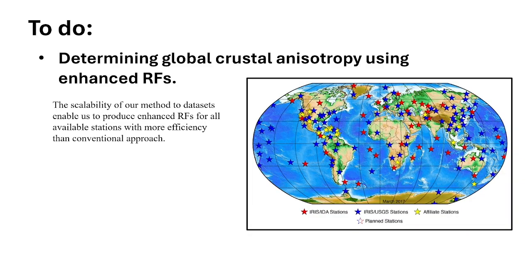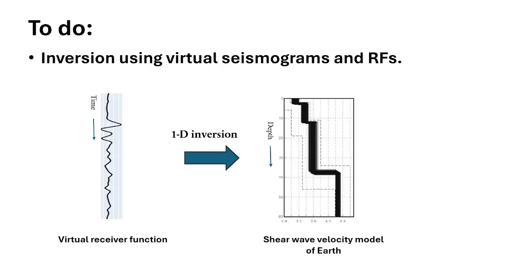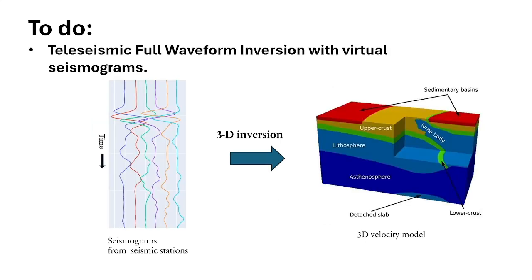In the future, we are planning to do a global crustal anisotropy study using the enhanced receiver functions, which are being calculated from all the global seismic stations. We also plan to do inversion using the virtual seismograms and receiver functions. And we also plan to do teleseismic full waveform inversion using the virtual seismograms.